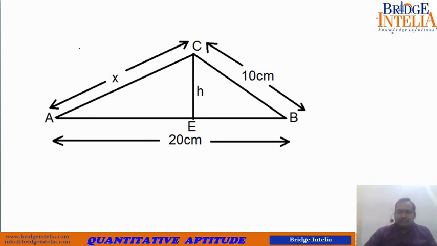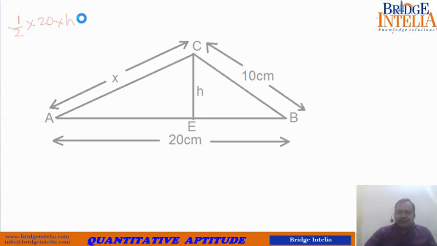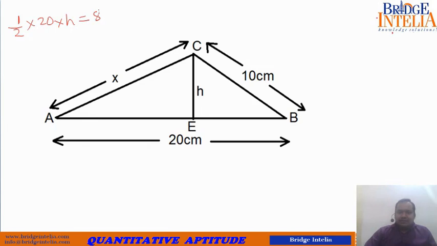So let's apply Pythagoras theorem. How can we do that? Area is 80. So half into base, which is 20, into height h must be equal to 80. From here first we will find the value of h. The value of h comes out to be equal to 8. So this is 8.